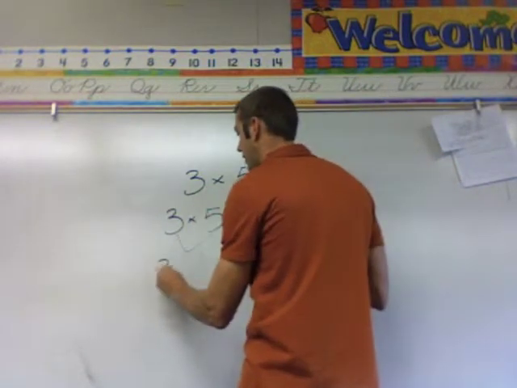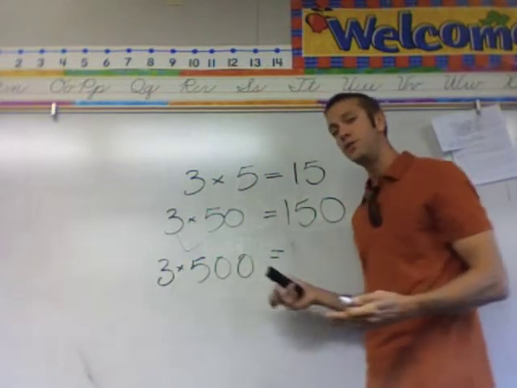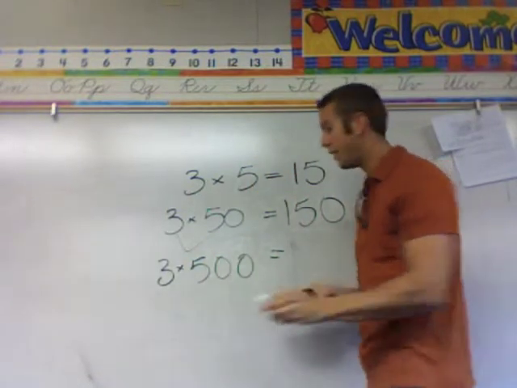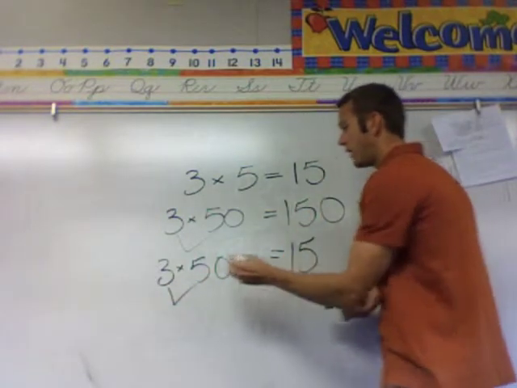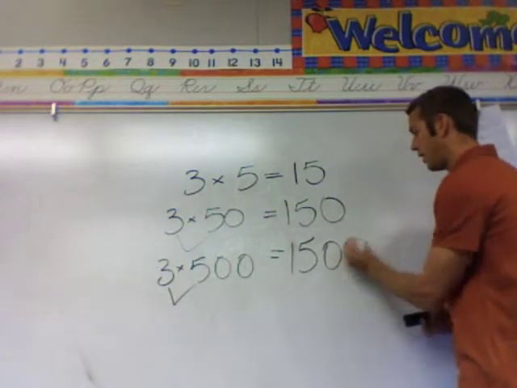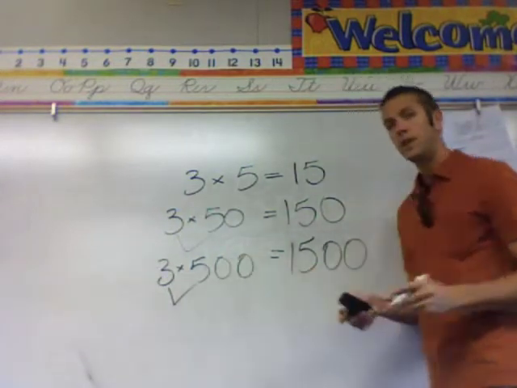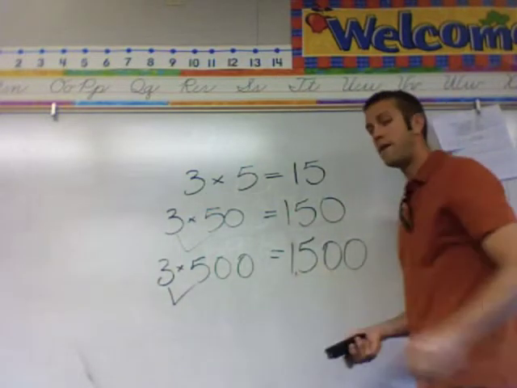The pattern can continue. 3 times 500. This time there's 2 zeros. The zeros don't matter. You multiply 3 times 5, you get 15, and then you have to tack on 2 zeros, because we're multiplying by a number that has 2 zeros. So 3 times 500 is 1,500.